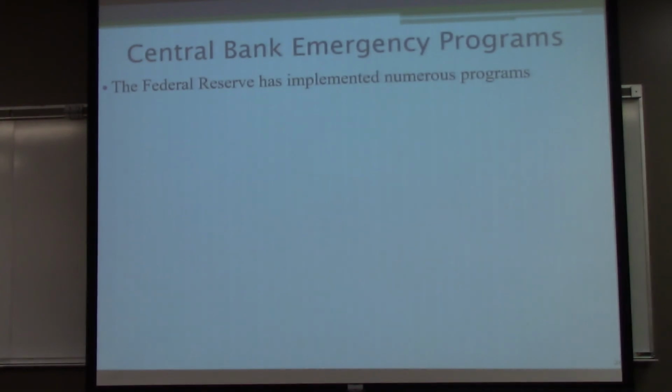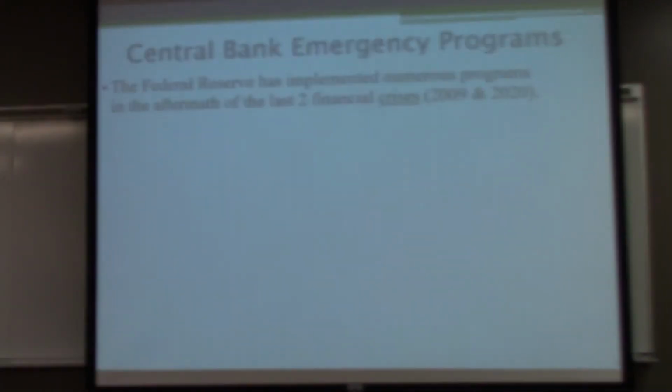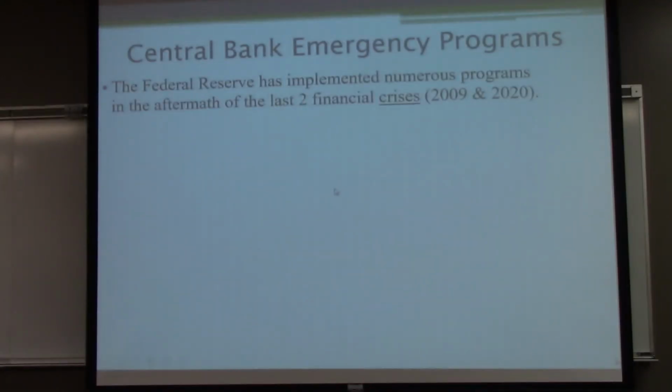All right, let's look at, and these are the new slides, central bank emergency programs. Because what's happened at the Fed is startling. It is shocking what has happened at the Federal Reserve in the last 10 years. Okay, so the Federal Reserve has implemented numerous programs in the aftermath of the last two crises, 2009 and 2020. So 2009 really kind of started in late 2007, it really picked up speed, and the policy started changing in 2009. Okay? So I've got some quotes here.